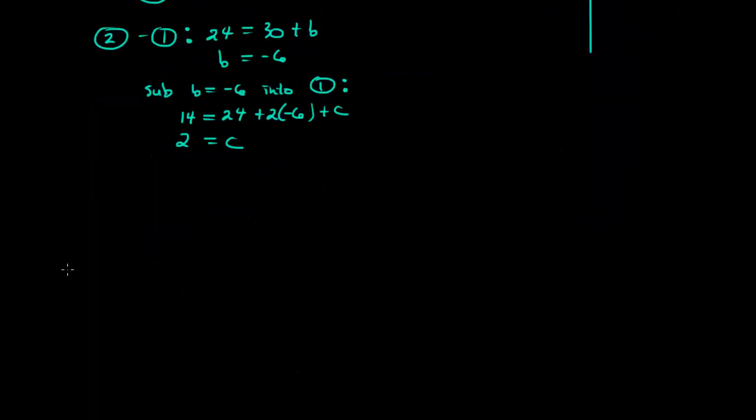So therefore, the recursive formula is, let's see here, t sub n is equal to t sub n minus 1 plus this quadratic expression that we came up with that depends on n. So this would be 6n squared minus 6n plus 2.